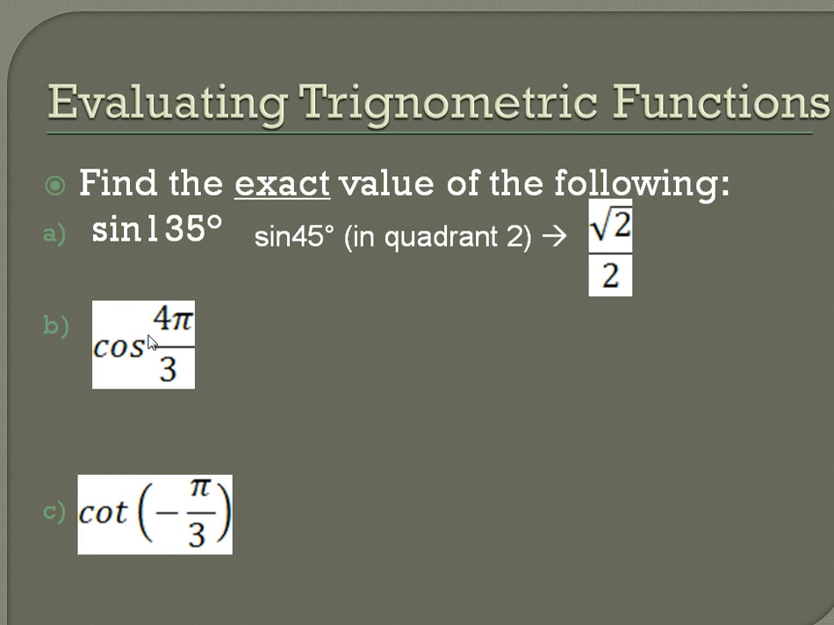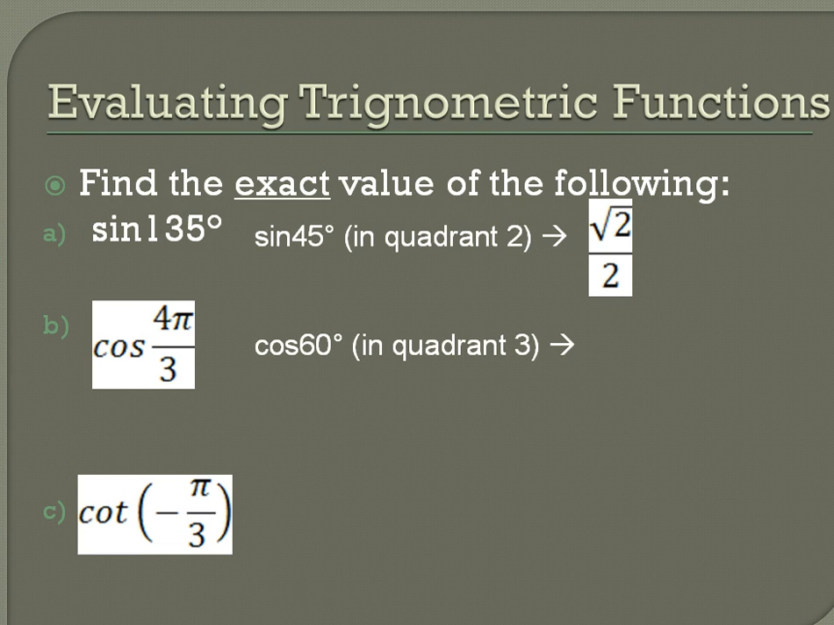Now we know that half of a turn would be pi. And in this case, I have 4 pi over 3. And 4 over 3 is just a little bit bigger than 1, which means you are just a little bit bigger than 1 pi. So that means you're just a bit bigger than half of your circle. So you should be in quadrant 3. So you will get cosine of 60 in quadrant 3.